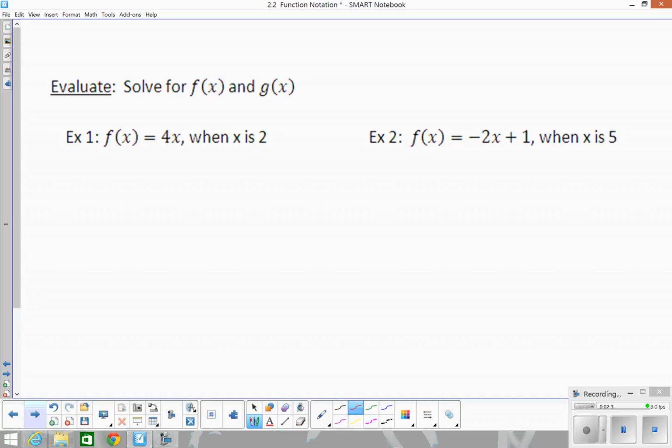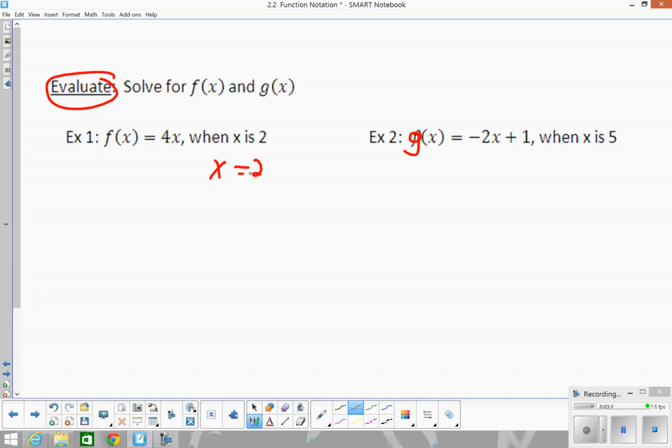Now, when I go ahead and evaluate, all you're doing is plugging values in. This says solve for f of x or g of x. The f is just the name of the function. So I could have f of x here, and the notation is going to be f of whatever I evaluate it at, in this case, for example, 2. Let's change that f to a g. Nothing changed. All I'm saying is that the function is called g, so I would say g of x. Let's go back to example 1. This says solve for f of x and g of x. It says solve for when x is 2. All that's saying is solve my function when x equals 2.